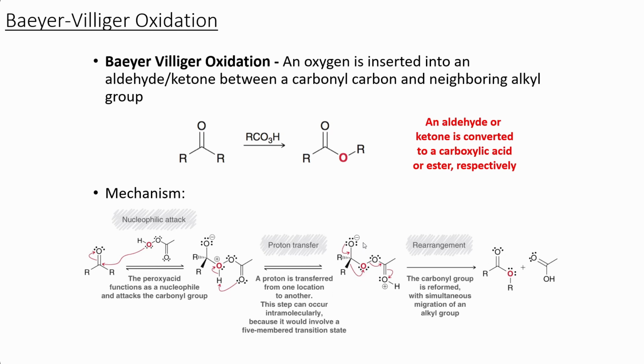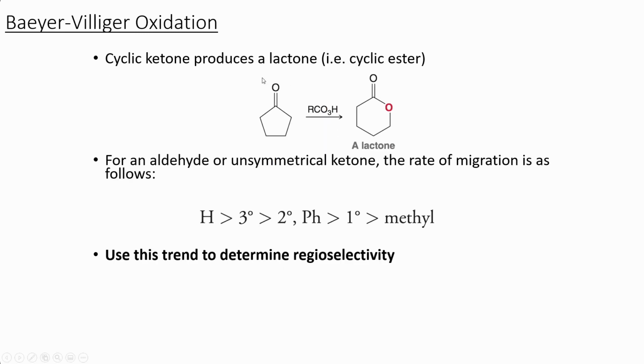The ketone can then collapse back down and a rearrangement occurs. So we have an alkyl shift. You've seen an alkyl shift before when we looked at carbocation rearrangements to form more stable carbocations. So this R group shifts over to the oxygen, and then this acetyl group leaves. If we have a cyclic ketone, under these conditions, we'll form a lactone. And the rate of migration is going to be that a proton transfers quicker than a tertiary carbon, which is quicker than a secondary or a phenyl, quicker than a methyl or a primary.